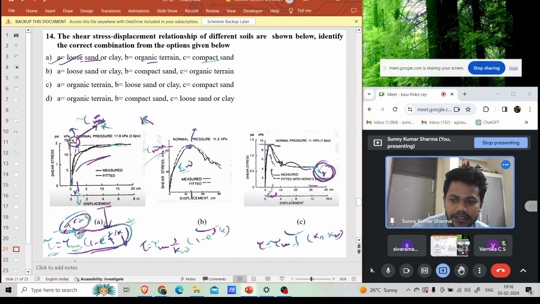And if shear stress is given, suppose at this level, then the displacement will be given in the question, and shear stress will be given. Tau max should be given. This is tau max. For that, you have to calculate k. You have to put all those things in this equation with k.